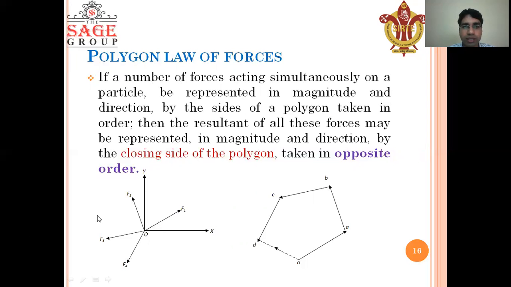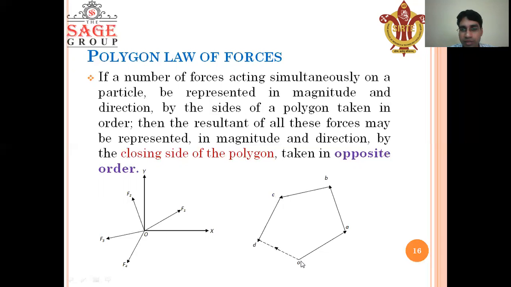Here you can see a number of forces acting on a particle. Suppose this is the particle and these are the forces F1, F2, F3 and F4. We represent in magnitude and direction all the forces: F1 with its magnitude and direction, F2, F3 and F4 likewise. They are represented by the sides of a polygon taken in order. So here we draw the polygon.